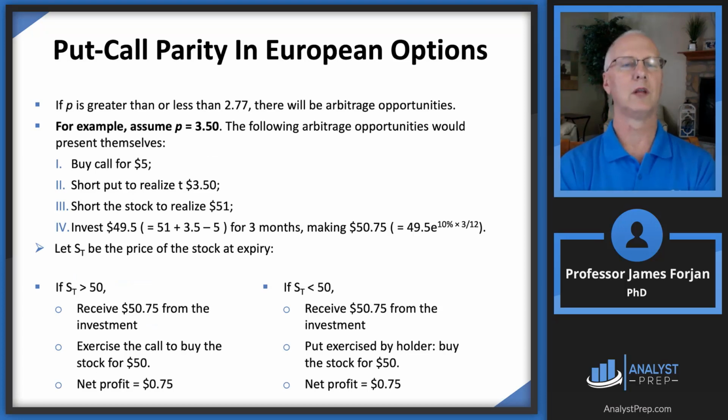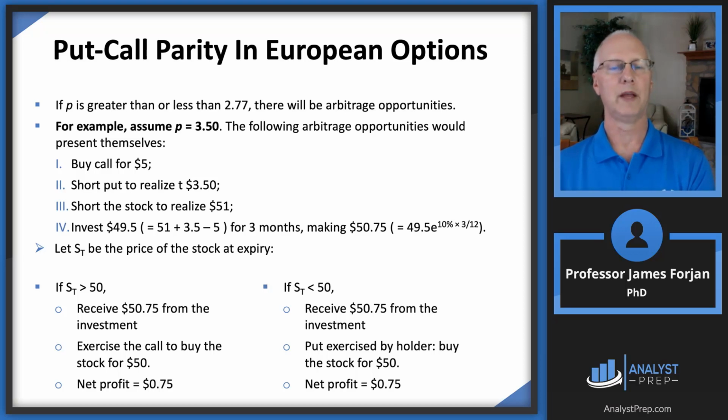All right, so let's quickly work through this example. If the put is trading for $3, that means it's greater than the $2.77, then you can do the following. You can buy the call for 5. You can short the put and get the 3.50. You can short the stock to get the 51. And then you can invest the $49.50 for 3 months, making $50.75, which is going to be the future value of that $49.50. We're just compounding it out continuously.